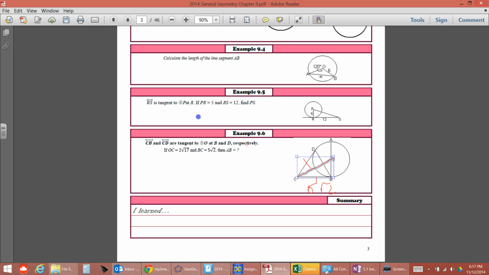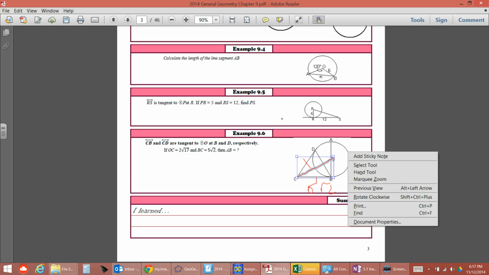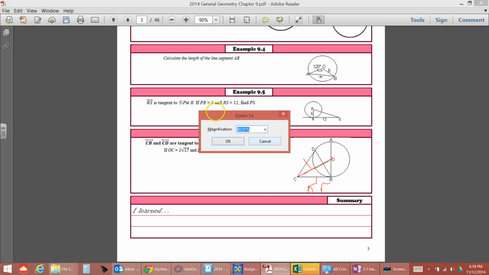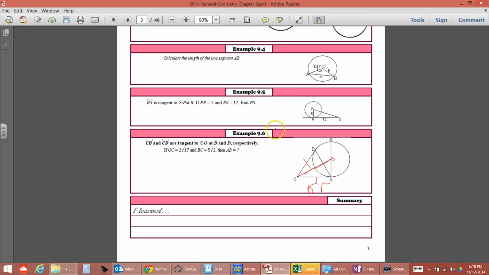Okay. Find AB. Oh, I need this whole side. Well, AB is a diameter, so if I can find the radius, 5 root 2, I need to find this little segment right here, and then I can just double it.